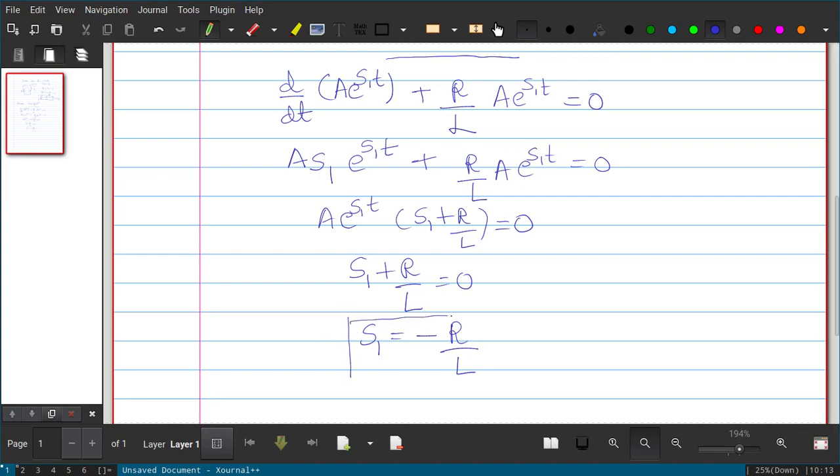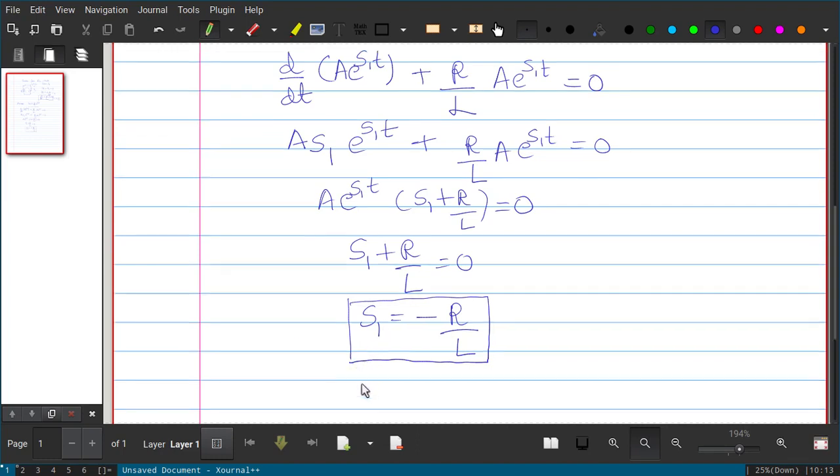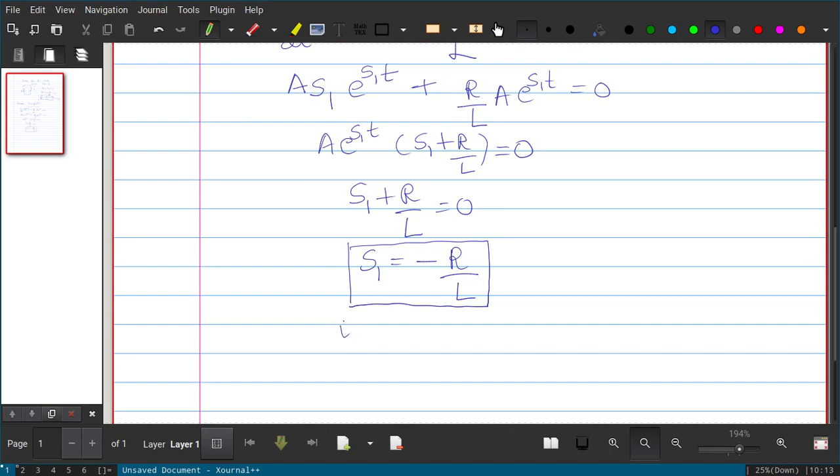This can be a solution for our differential equation. So we will substitute this one in the assumed solution. What is that assumed solution? We have assumed I of t equal to A into e power s1 of t. This is the assumed solution. In that, s1 we have found. What is that? I of t equal to A into e power minus R by L t.